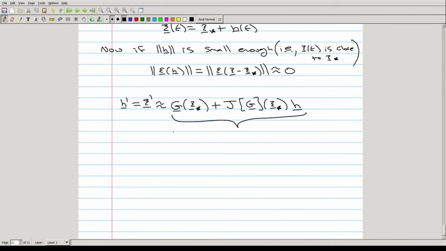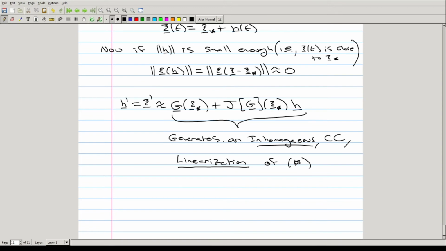And this is called the linearization of star. Specifically, this generates an inhomogeneous constant coefficient system called the linearization of star.